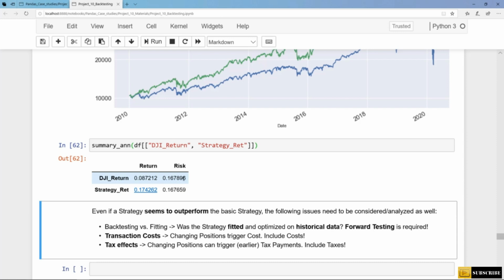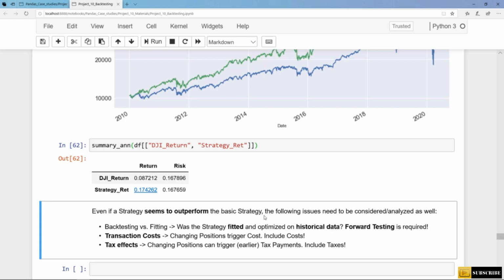But again, even if a strategy seems to outperform the basic strategy, we should consider and analyze the following topics here. And again, there's a clear difference between backtesting and fitting. However, there's no clear black and white, and it's hard to distinguish. So to be on the safe side, we should also forward test a strategy.